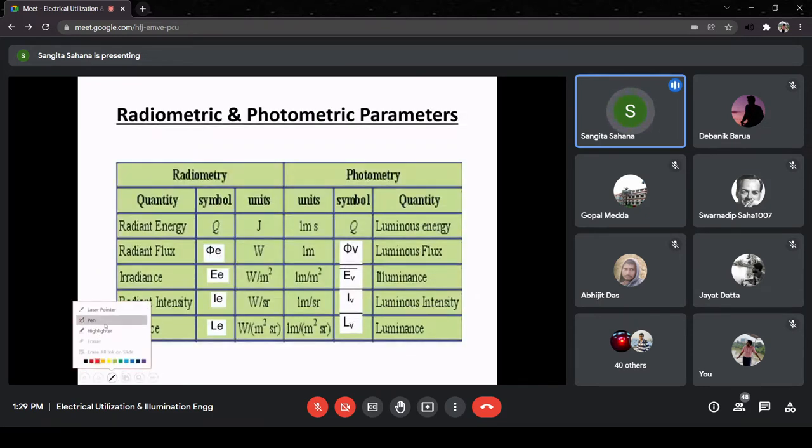Next is this comparison of radiometry and photometry. We already discussed all these parameters, but the difference is this. Radiometry is comprised of UV, visible and IR, whereas photometry is only the visible part. So which is radiant energy? Here it is called luminous energy. The radiant flux is called luminous flux. Excluding UV and IR, the visible part is luminous flux.